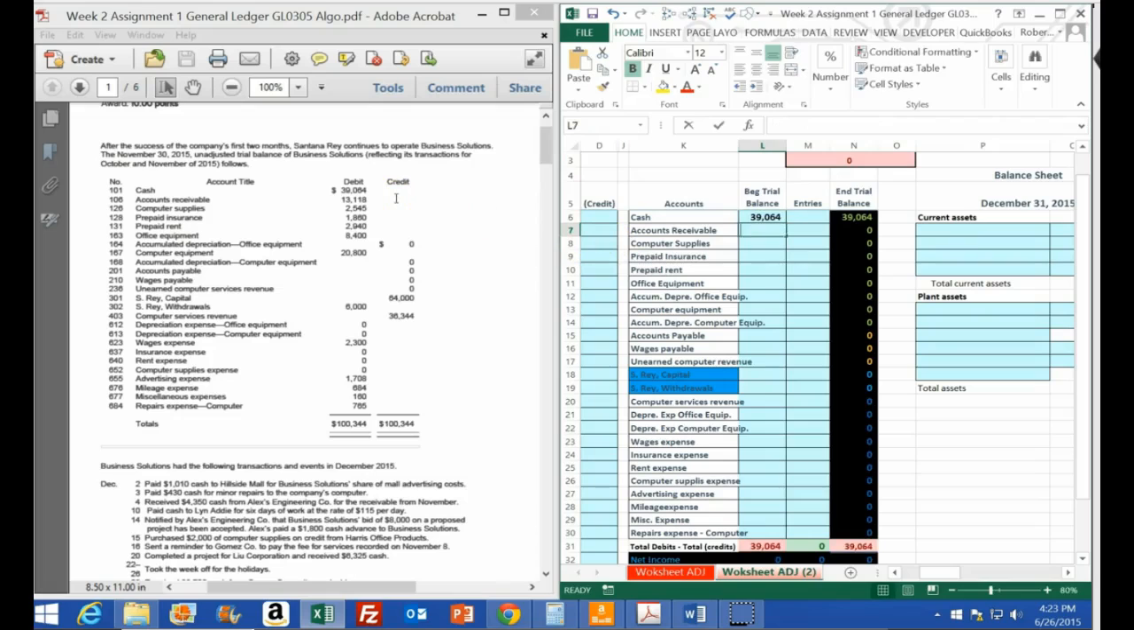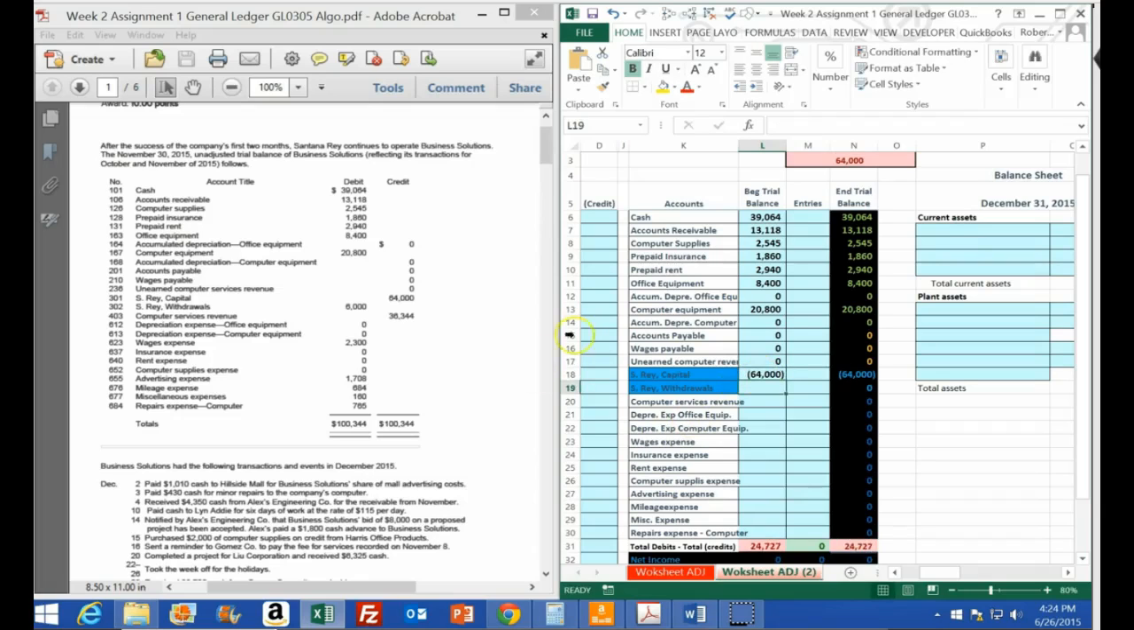39064, accounts receivable 13118, and of course we're out of balance down here until we get through the whole thing. Then we've got computer supplies 2545, 1860, 2940, 8400, 2800, 0000. I'm on the capital account, so that's good. That's a credit, so I'm going to put a negative number, 64000.